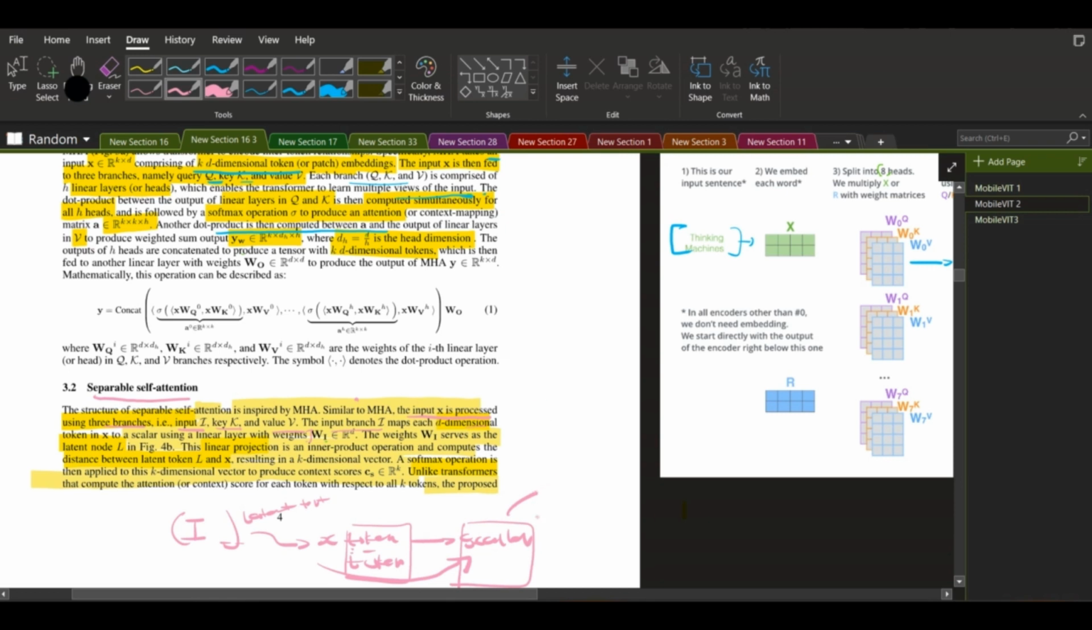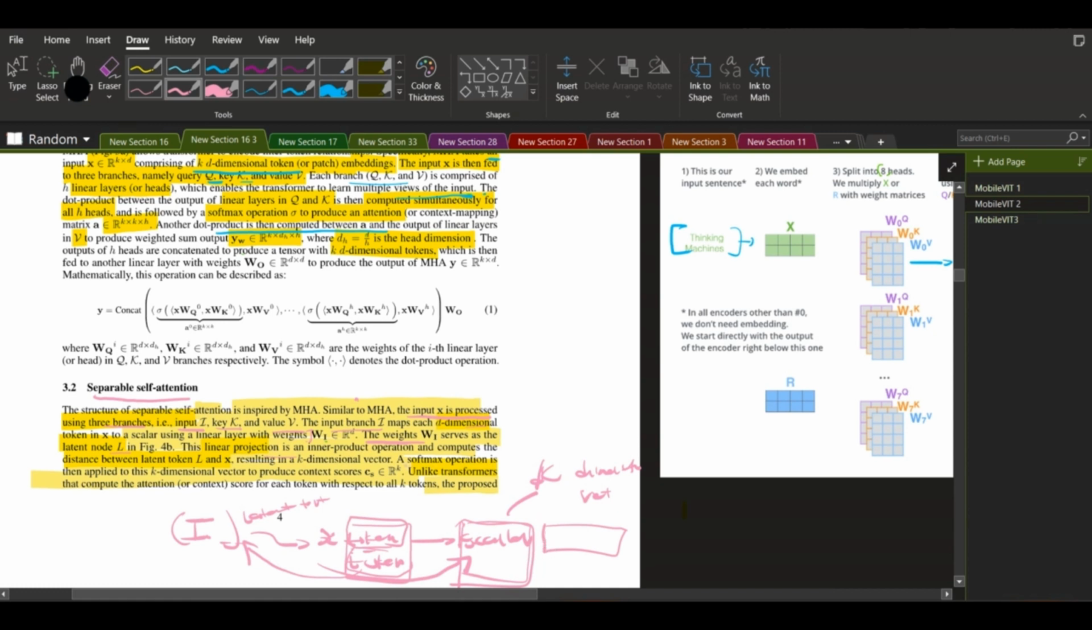So what does this mean? It means that we get a k-dimensional vector, they're calling it K in this case. Okay, k-dimensional vector. So anyway, let's continue. They say that the weight serves as the latent node. So this linear projection is an inner dot product operation and computes the distance between the latent and X. Like we said, we take this I, which is the latent token, then we multiply it with the patch. Then we get a k-dimensional vector because each token has to be multiplied with this latent token. So we're gonna get a vector like so. I'm writing it as if it's a matrix, but it's more like a vector.